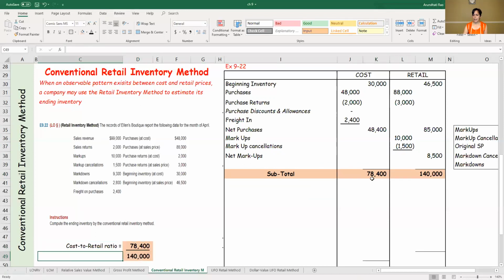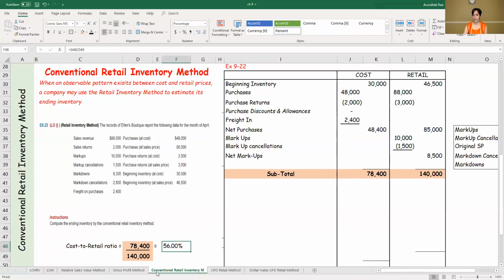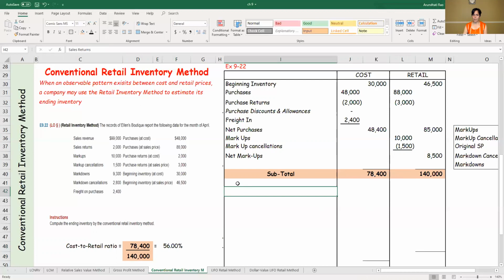The cost to retail is for this subtotal, cost of goods available for sale. 78,400 at cost, and at retail it's $140,000. So this gives me the cost to retail ratio that I need. This is the important number that I need, the 56%. Okay. So of this that was available for sale, what happened?